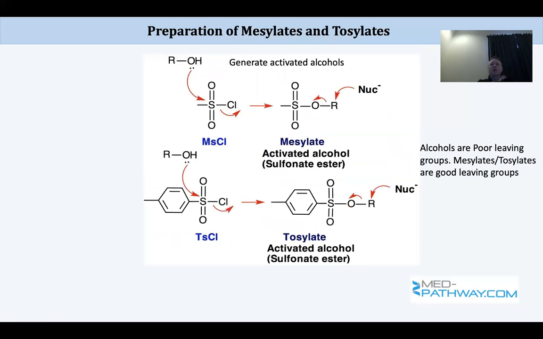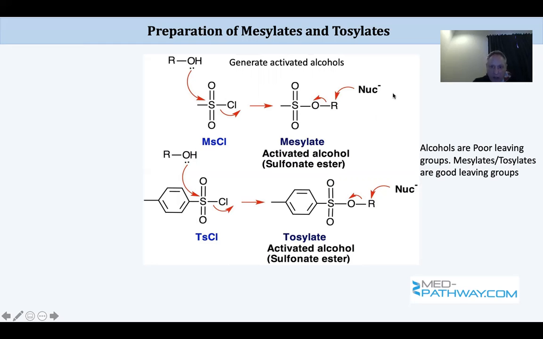And so is the preparation of mesylates and tosylates. I mentioned before that alcohols are kind of poor leaving groups, but you can get them in the form of an activated alcohol. So here's your alcohol. And if you react it with a compound called mesyl chloride or tosyl chloride, these are basically sulfonate esters. That's what they are. So this alcohol attacks this electrophilic sulfur center. The chloride's eliminated, and what you generate is this compound here.